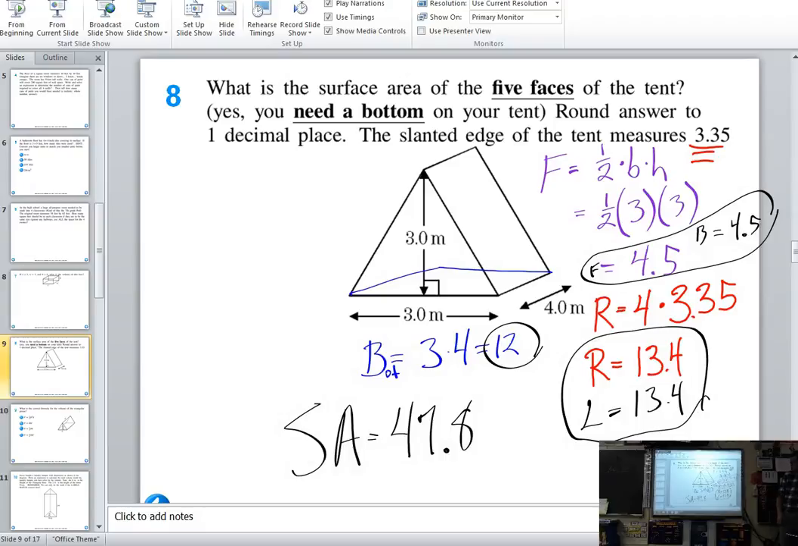I think that should be 9 plus 26. Yeah, 47.8. And then label that meters squared.